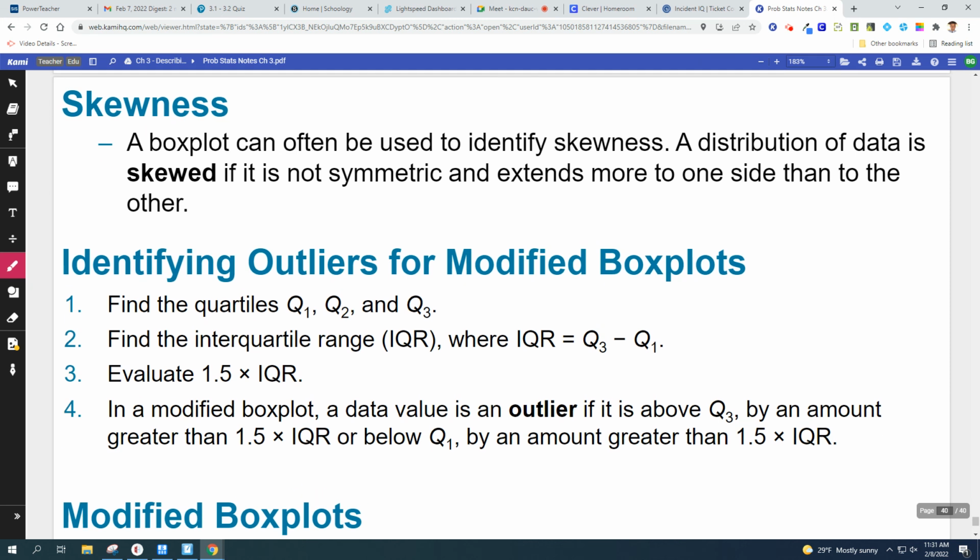Skewness, already kind of mentioned it. A box plot can often be used to identify skewness. A distribution of data is skewed if it is not symmetric and extends more to one side than the other. So we already did that, right?